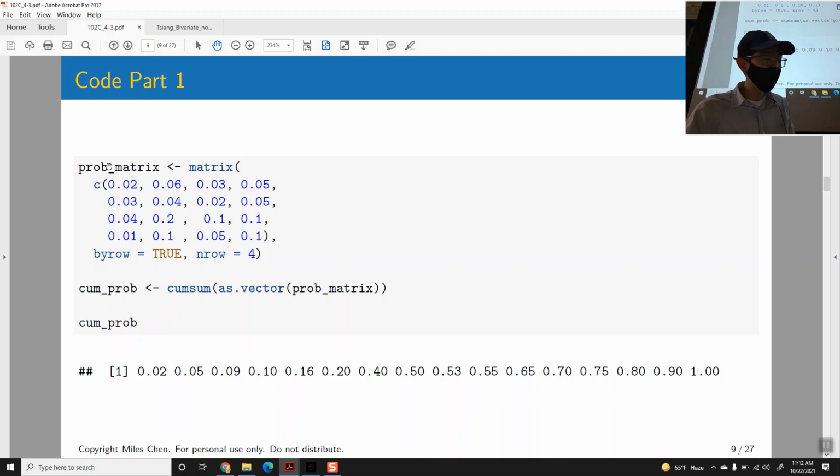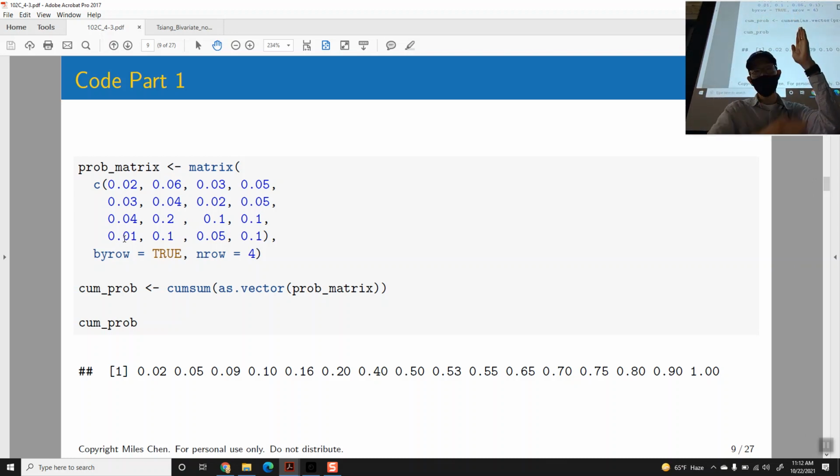So here I've just copied the values from our matrix, 2%, 3%, 4%, 1%, down the column. So now we would have all 16 values there. And to fill this out, I just said make a matrix. I entered them and said fill them out by row. I've got 4 rows. And then I'm going to turn this into a vector.